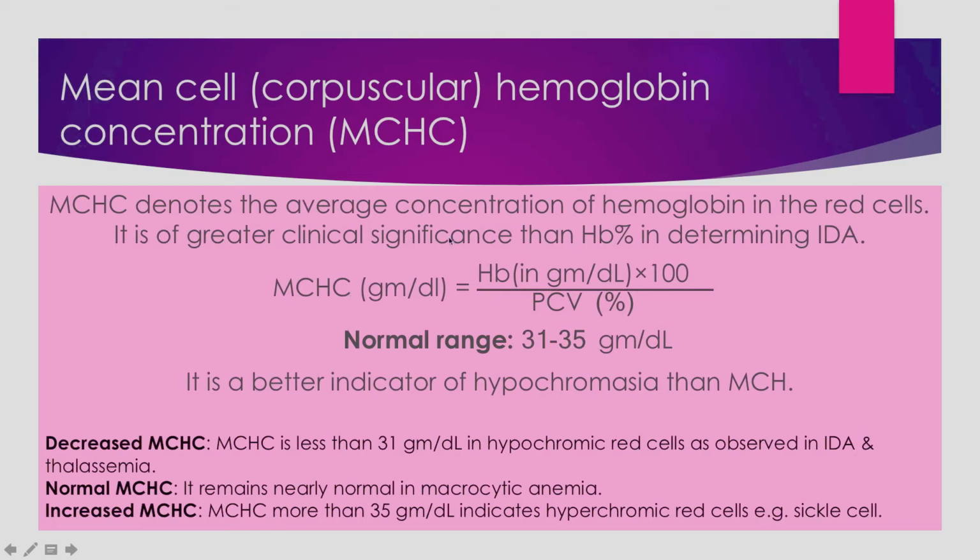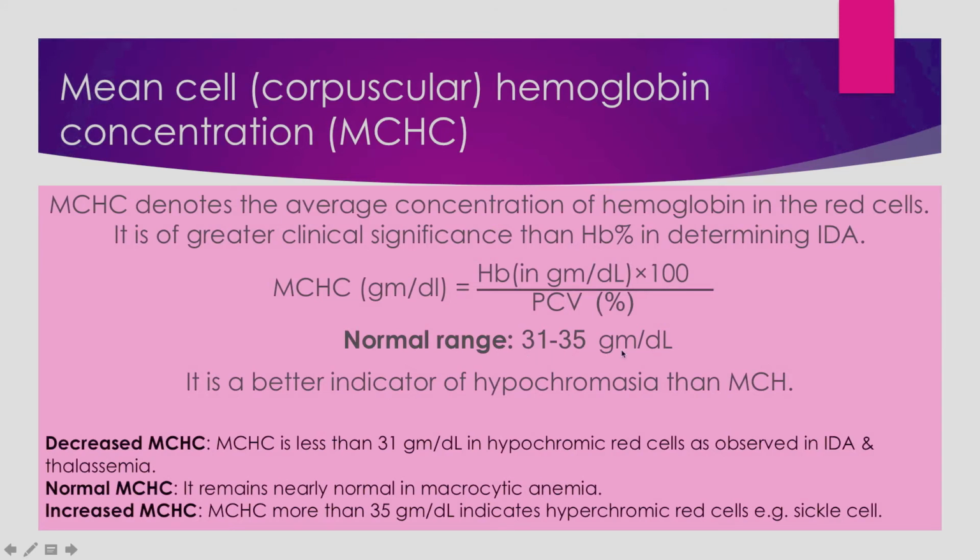It is of greater clinical significance than hemoglobin percentage, which means it is more accurate to determine iron deficiency anemias based on MCHC rather than hemoglobin percentage. More or less the hemoglobin percentage and the MCHC represent one and the same thing, but MCHC is a better test to determine iron deficiency anemias, to determine the hemoglobin present in the cell. The normal range is 31 to 35 grams per deciliter.